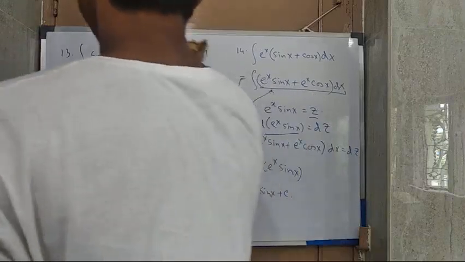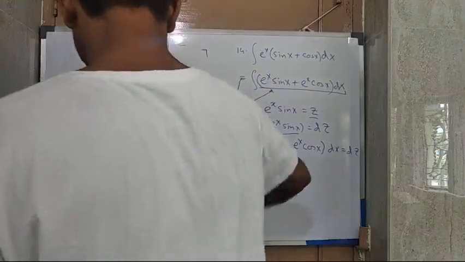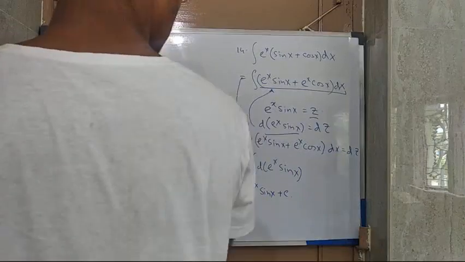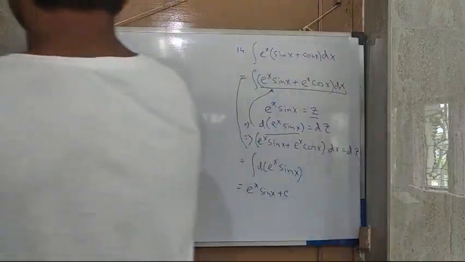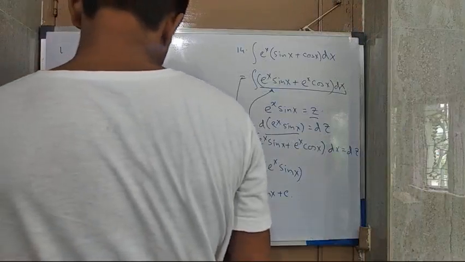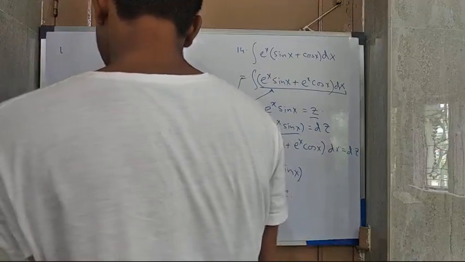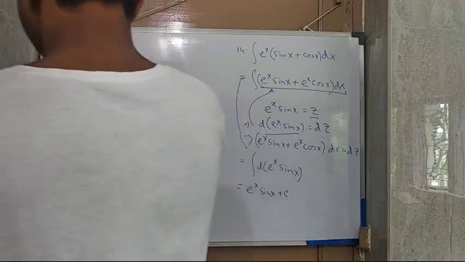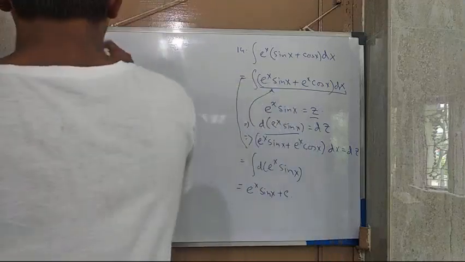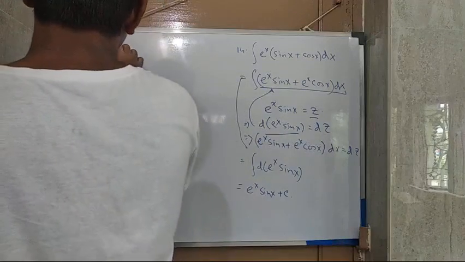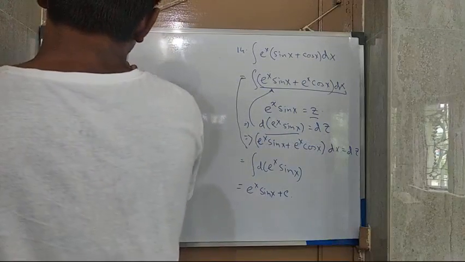Now let's proceed to the 15th one, which is the integral of x squared dx by 2 plus x cubed.